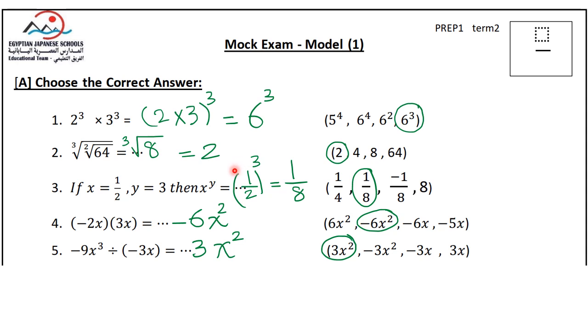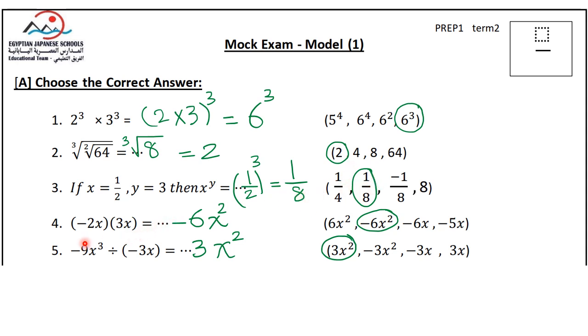Next question, it says that x equals half and y equals 3, and we need to get x power y. So we will just write half power 3, and we know that power 3 on the fraction will be on the numerator and the denominator. So 1 power 3 equals 1 and 2 power 3 equals 8, so the answer will be 1 over 8.